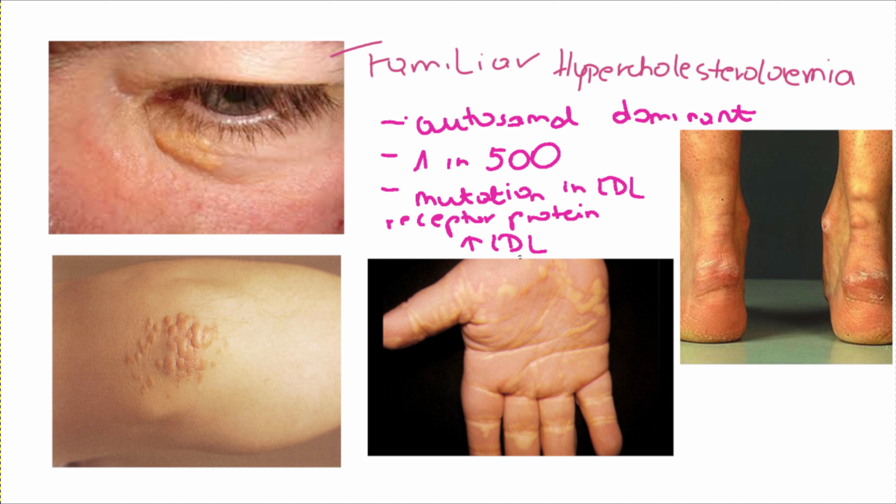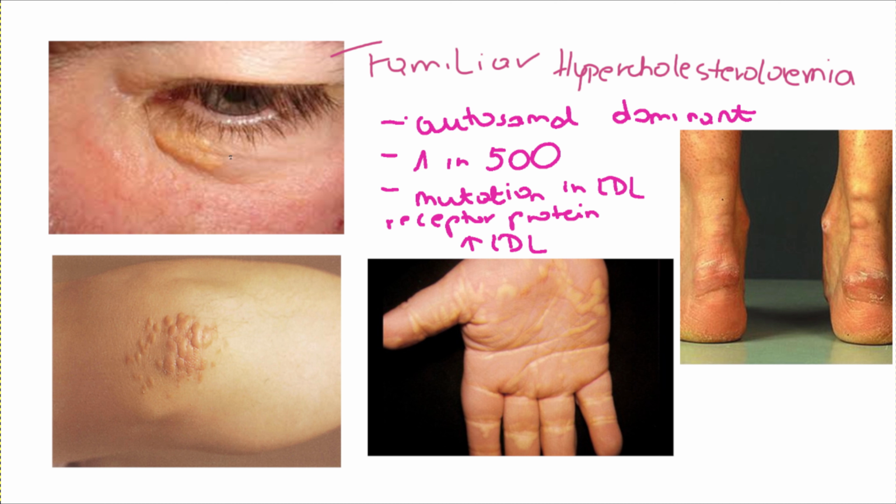Okay, now let's turn to the specific features. A very specific feature for familial hypercholesterolemia is lipid deposition under the skin. And I have here 4 pictures, which are the best examples of how it can look.